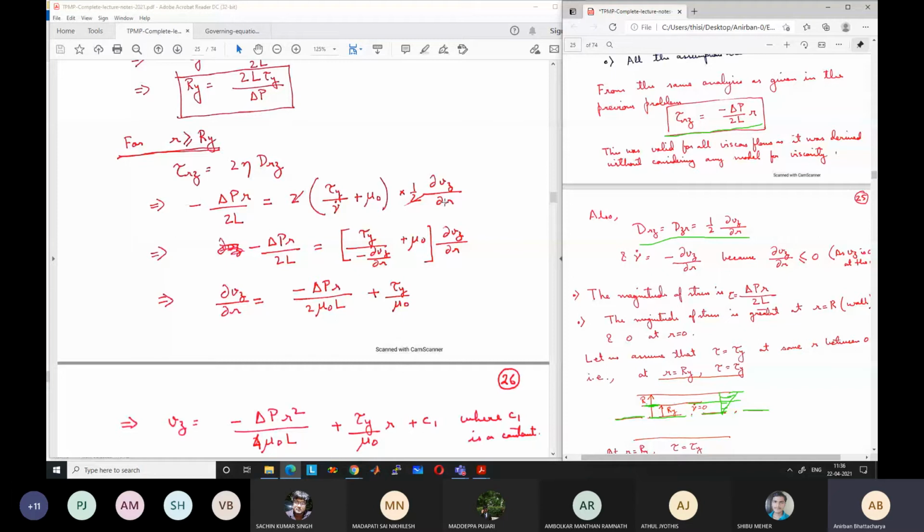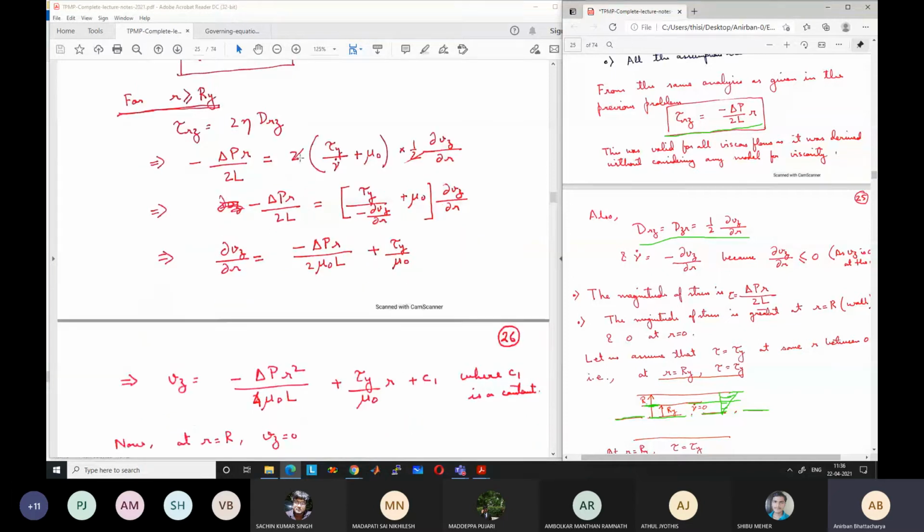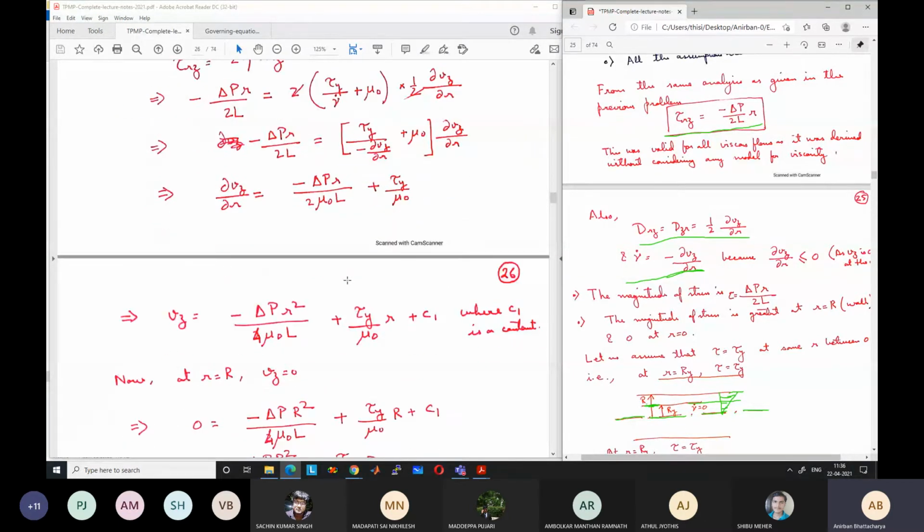Okay, so we can write this as τ_y by minus ∂vz/∂r plus μ0 into ∂vz/∂r. Okay, so you can rearrange the terms and you will get ∂vz/∂r is equal to minus ΔP r by 2 μ0 L plus τ_y by μ0. Okay, this is the expression for variation of velocity with respect to r, variation of velocity in the flow direction. So z direction velocity with respect to r.